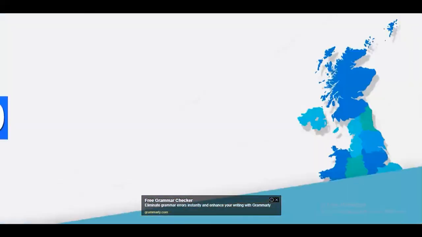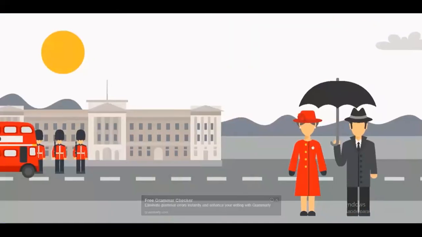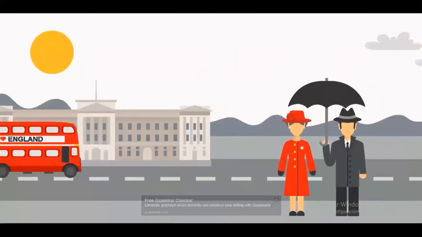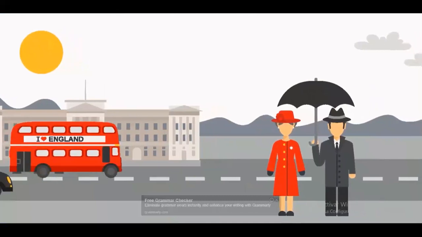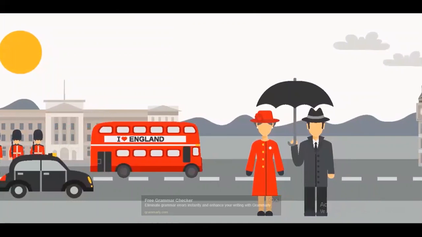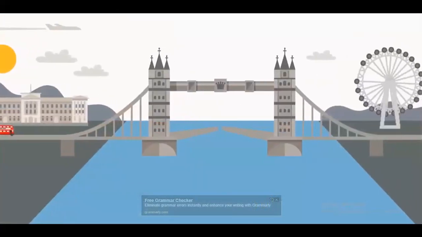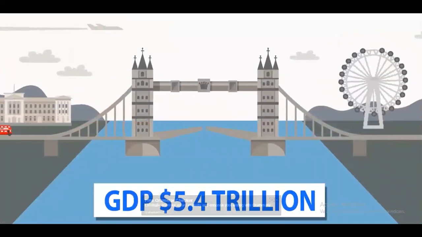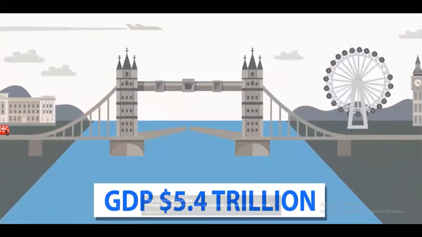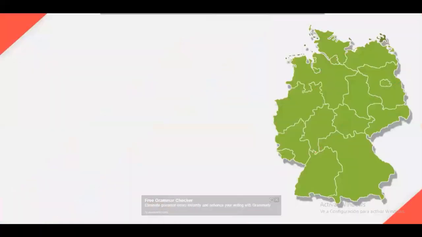At number 10, United Kingdom. The United Kingdom was the first country in the world to start modern industrialization, which made them a dominant world power, but now they have lost most of their glory, and in future economically this country will slip to 10th position in 2050 from its 9th position in 2019, but its GDP will slowly rise to $5.4 trillion from $3.1 trillion of this year.